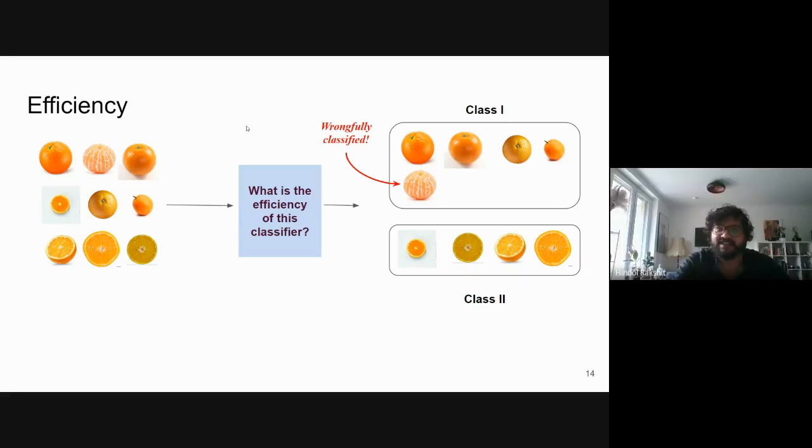On the other class, you were supposed to get four ones, and you actually got those four right. So this classifier might be completely or partially wrong for the cut or peeled oranges, but when it's a round orange, it's perfectly fine. It's actually a 100% efficient classifier in that sense. So on average, we can say this is a 90% efficient classifier.